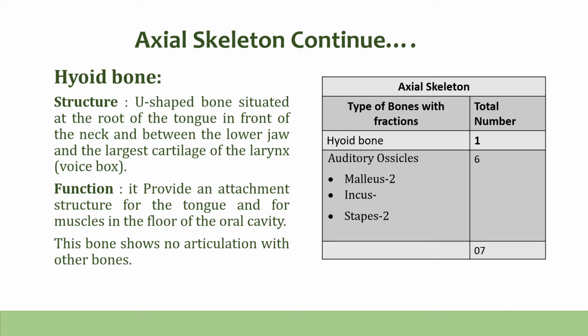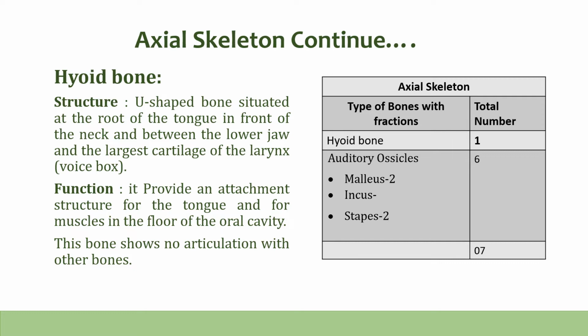In continuation of this axial skeleton, the hyoid bone is generally one in number in the human body. It is a U-shaped bone situated at the root of the tongue, in front of the neck. Its function is to provide an attachment structure for the tongue and for the muscles in the floor of the oral cavity. The bone shows no articulation with other bones. This is the special characteristic of the hyoid bone.